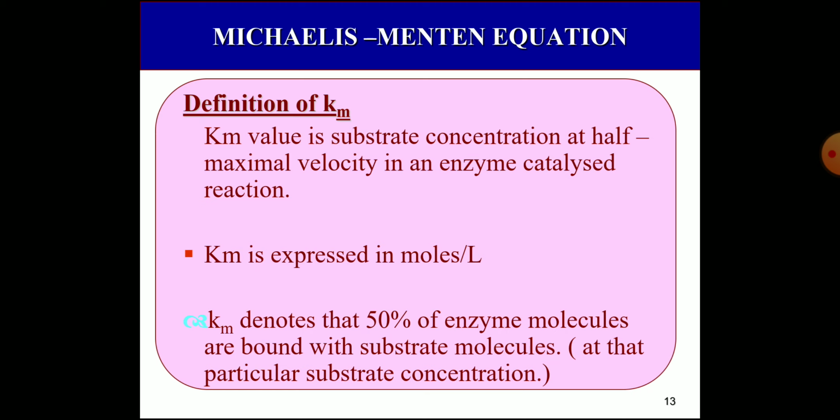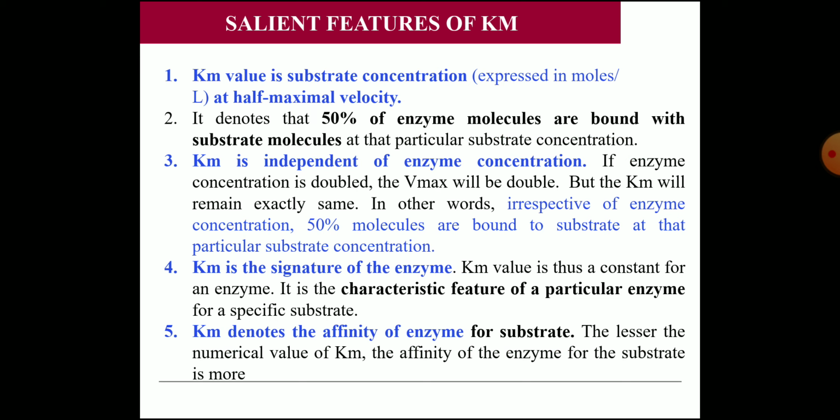Km is expressed in moles per liter. The unit of expression of Km is moles per liter. Km denotes that 50% of the enzyme molecules are bound with the substrate molecules at that particular substrate concentration. So what are the salient features of Km? The Km value is the substrate concentration expressed in moles per liter at half maximal velocity. So it denotes that 50% of the enzyme molecules are bound with the substrate molecules at that particular concentration, which we have already explained in the previous slide.